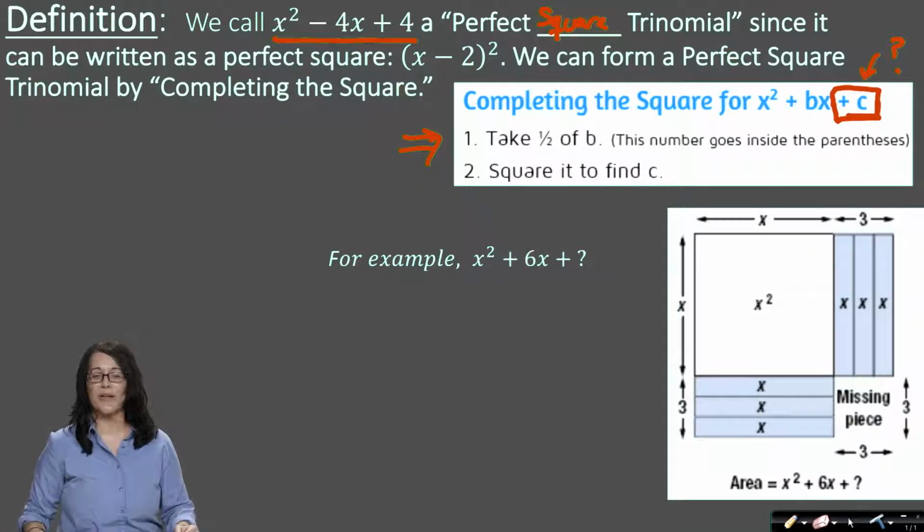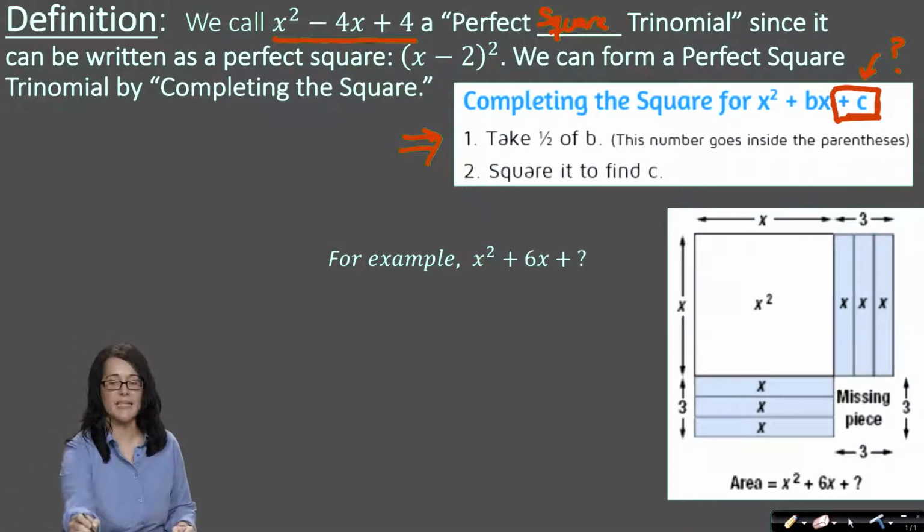Okay, so what times itself? Well, I'm going to claim that that's really x minus 2 times itself. Let's check. X minus 2 times x minus 2, or x minus 2 squared. If you FOILed it out, you can do this with me.